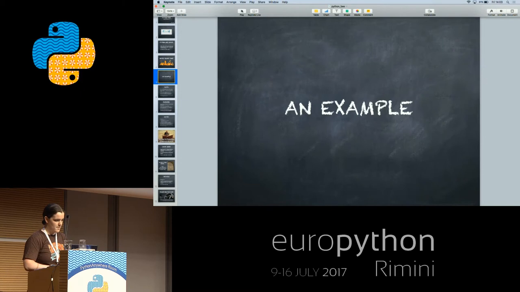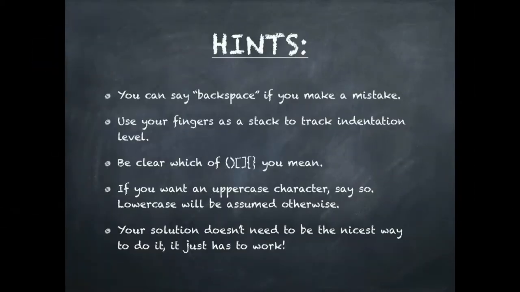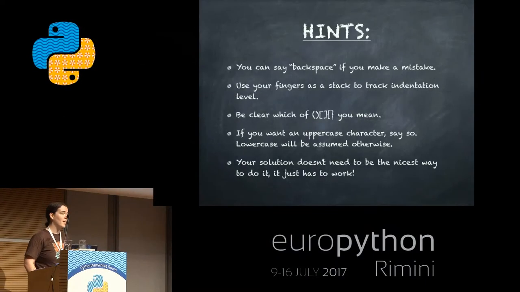How are we going to set this up? Actually, some hints. As I said, you can say backspace if you make a mistake. If you're getting to lots of nesting and you want to track where that's going, I advise, like, your fingers are a useful stack. You can pop back out as you want to track indentation. Parentheses, square brackets, be really clear about what you mean. So it's open and close parentheses, open and close square or curly brackets, be very clear. Similarly, if you want an uppercase character, you need to say capital, whatever, otherwise they'll assume lowercase. I wouldn't get carried away and worry about elegant solutions and performance here, just make the code work.